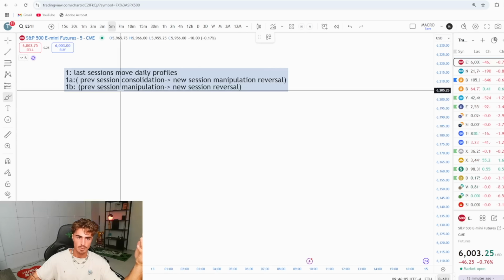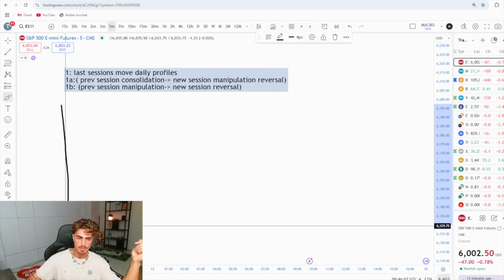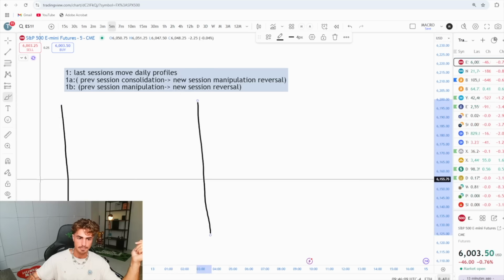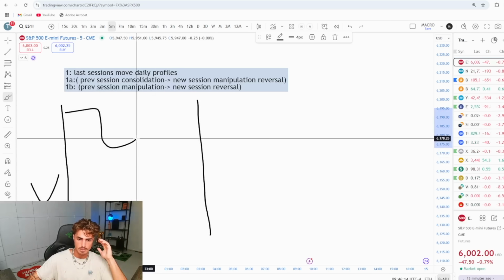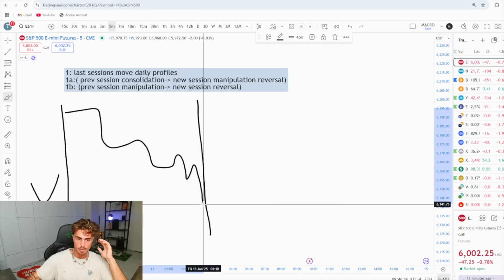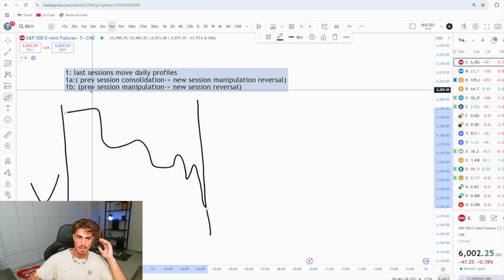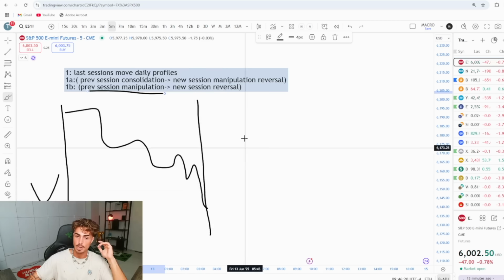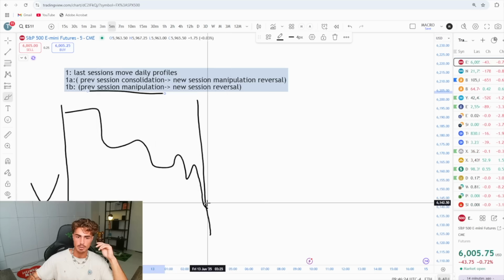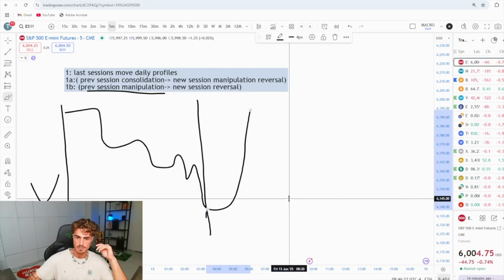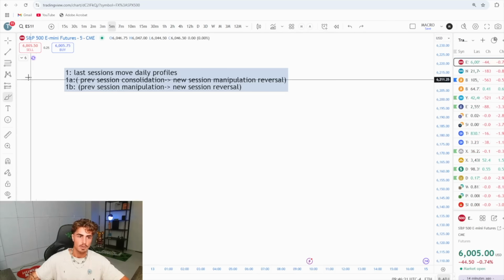So with this one, previous session manipulation, let's say this is London session, and let's say we have a draw on liquidity right here. During London session, we're coming down, and then boom, we are manipulating during the previous session, but we don't get the reversal during London session. So what are we expecting New York to do? Give us that reversal and push price higher, okay?